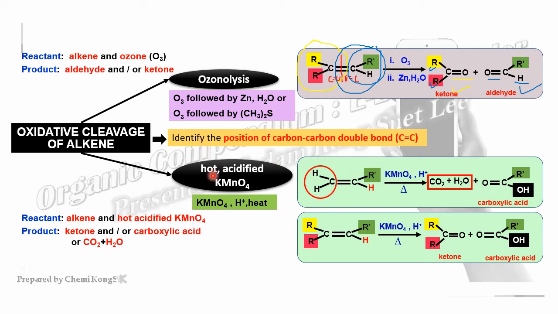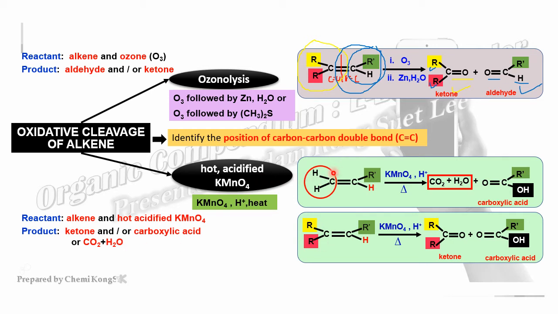Okay, next, hot acidified KMnO4. The symbol is KMnO4 with H+ in brackets, meaning the H+ refers to acidified, and then normally the heat will be represented like this, a triangle sign. For this case, the reactants involved are alkene and hot acidified KMnO4. The products that might be formed are ketone and or carboxylic acid, or carbon dioxide and water. Please take note, for this reaction, aldehyde won't be formed.